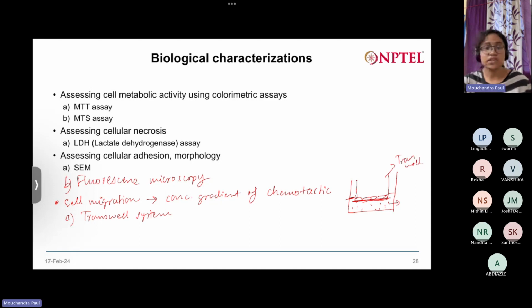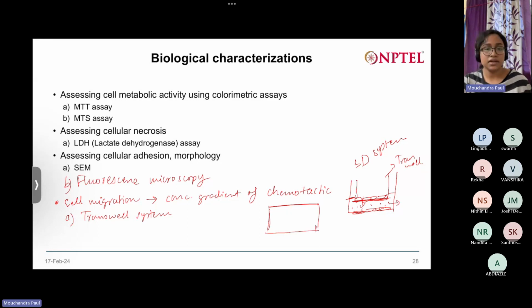Now, on the transwell there is no chemotactic agent, but in the bottom well there is. Since the surface is porous, and we keep the porosity such that the cells can squeeze themselves and migrate, they will start migrating, and after some time you will see a few of the cells have attached to the bottom. So we can use this kind of system to study cell migration in the presence of a concentration gradient. Or what you can do, this is a 3D system. Okay, you can also do it on a 2D system.